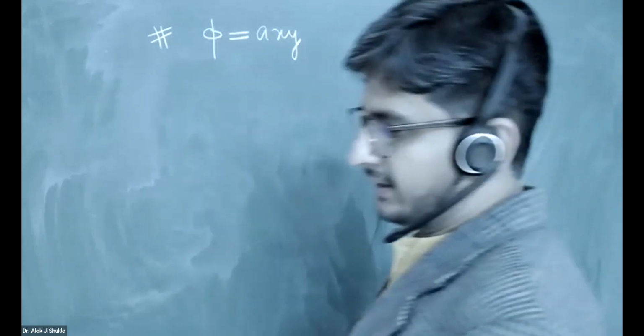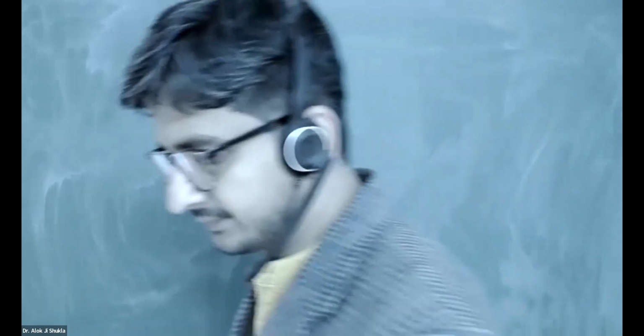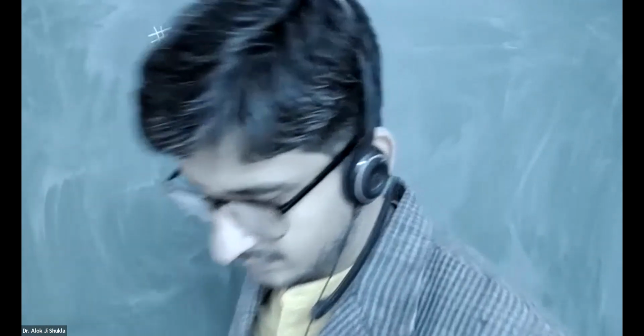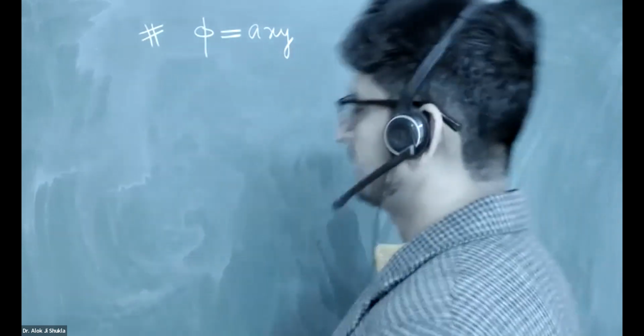ओके, ये देखो बड़ा इंटरेस्टिंग है। फाई इज इक्वल टू ए एक्स वाई, ठीक है। ये पोटेंशियल गिवन है और वी हैव टू राइट द क्वेश्चन, फाइंड द इलेक्ट्रिक फील्ड फॉर द गिवन पोटेंशियल. Also draw the equipotential surface.